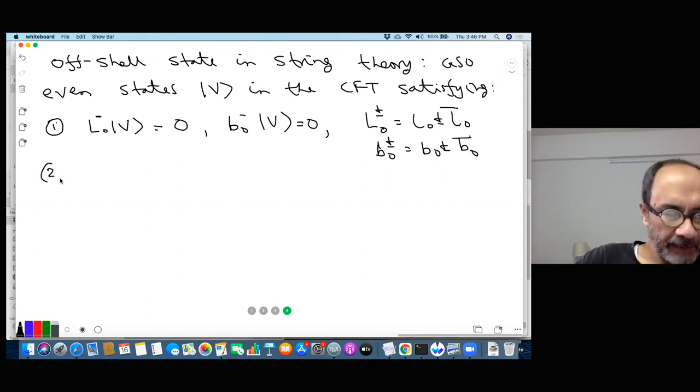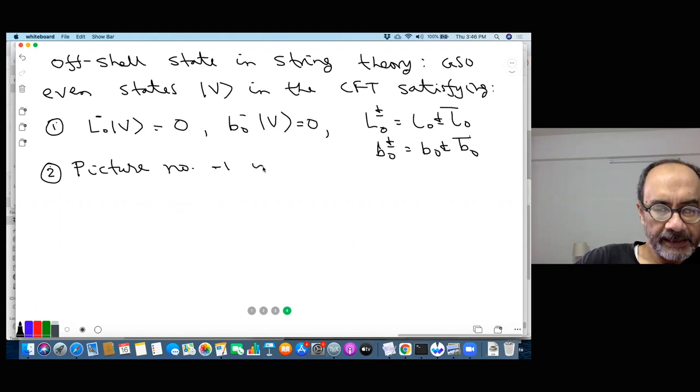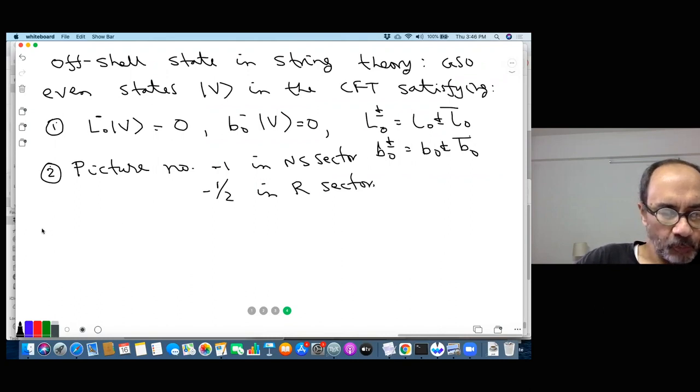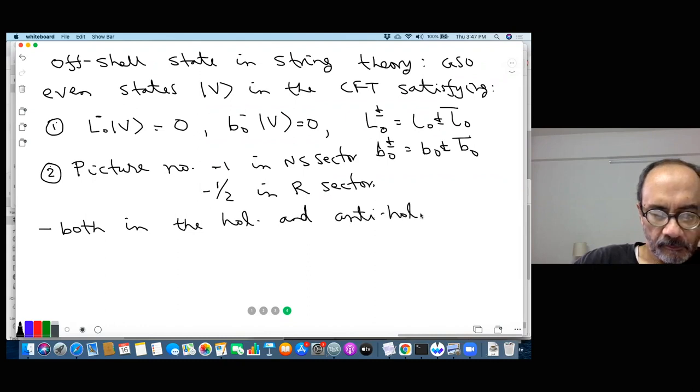But here we'll put more constraints, and that's the constraint on the picture number. So an off-shell string state will have picture number minus one in the NS sector and minus half in the R sector. And this should hold both in the holomorphic and anti-holomorphic sector. So this is a general off-shell state.